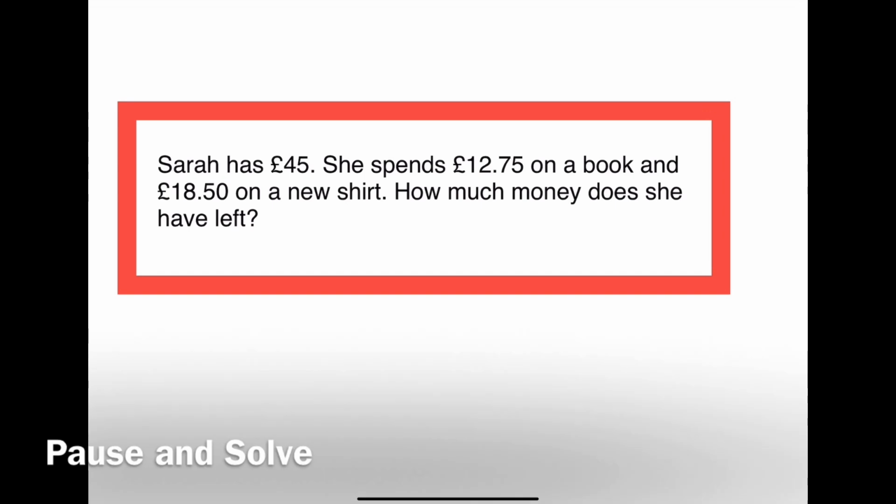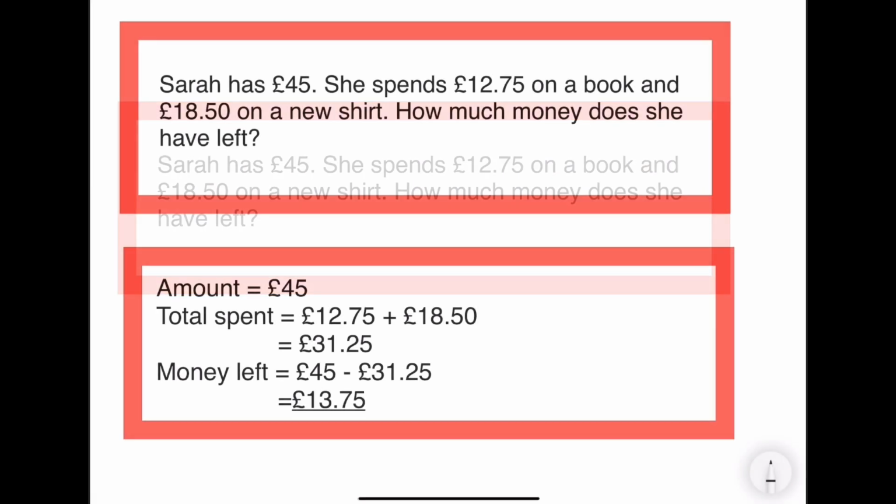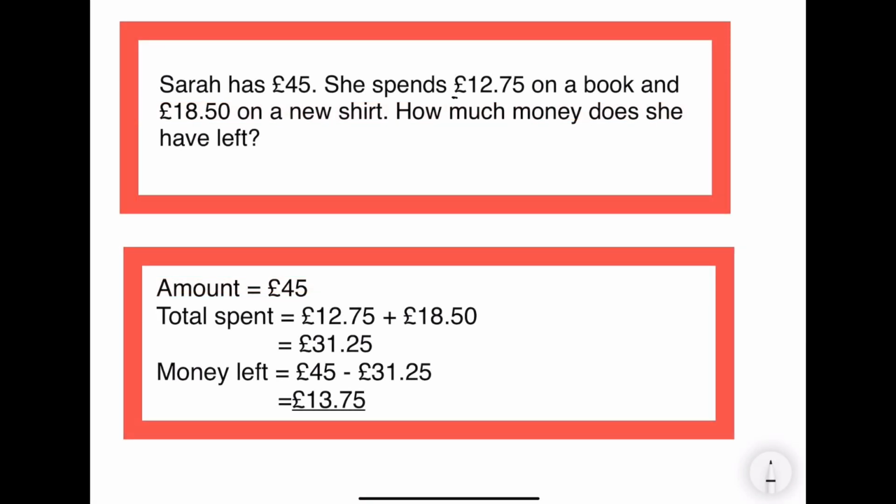Sarah has 45 pounds. She spends 12 pounds 75p on a book and 18 pounds 50p on a new shirt. How much money does she have left? Please pause the video and solve. Sarah has 45 pounds and she spent 12 pounds 75 on a book and 18 pounds 50 on a new shirt. So add these two together to find the total spent.